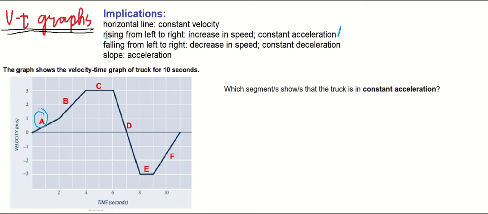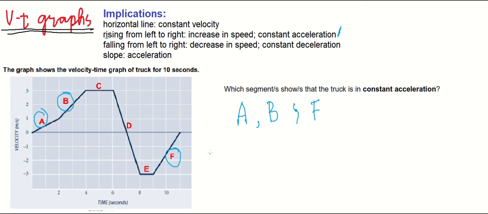So we have A, lahat ng pataas. B, we also have F. So I think we have overlooked a letter in the reading material, so just kindly add segment F. So which segments show that the truck is in constant acceleration? We have A, B, and then F. Again, for the reason that it is steadily rising from left to right.